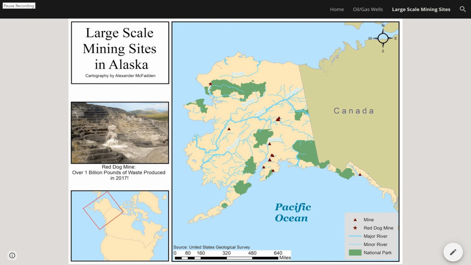So here we are on the large-scale mining site page. Here's the first map that I created. When creating my map, first I wanted to make sure that I had the correct coordinate system for Alaska. Next, I made sure that Canada and Alaska are different colors. Canada is a much darker color than Alaska. I need to emphasize what Alaska is in comparison to Canada. Of course, I gave Canada a label with a sans serif font.